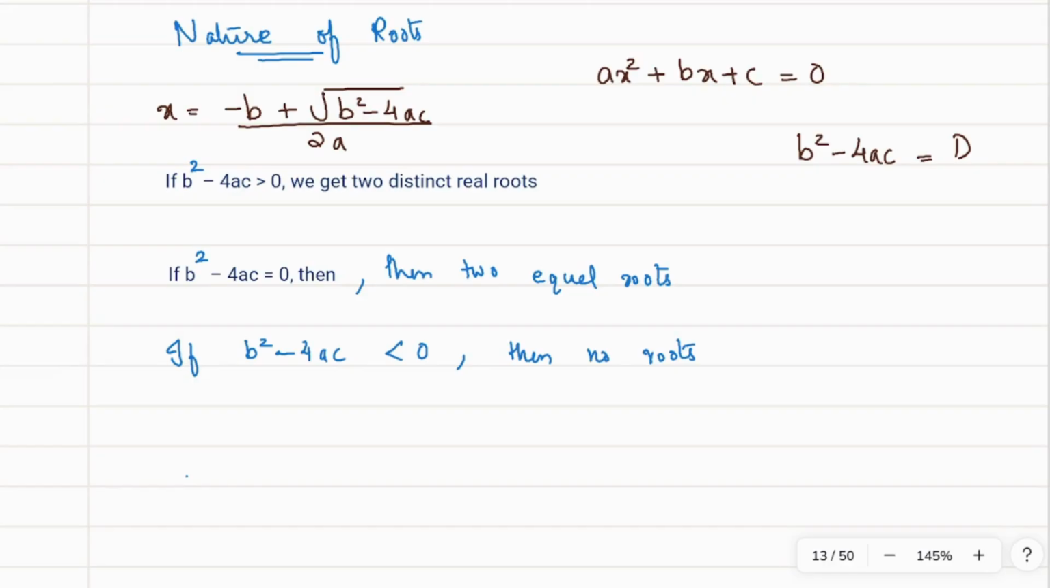If the value of b square minus 4ac is less than 0, we don't have any real root. If that value is equal to 0, we have equal roots, there will be two equal values. And if the value of b square minus 4ac is greater than 0, we have two different roots, two values for x. These are the nature of the roots.